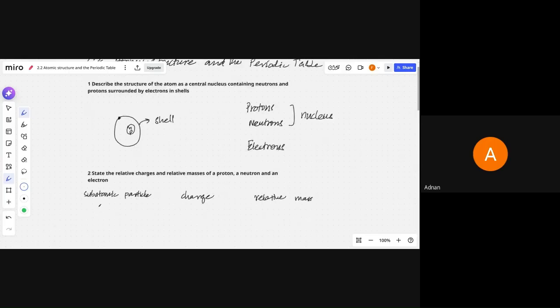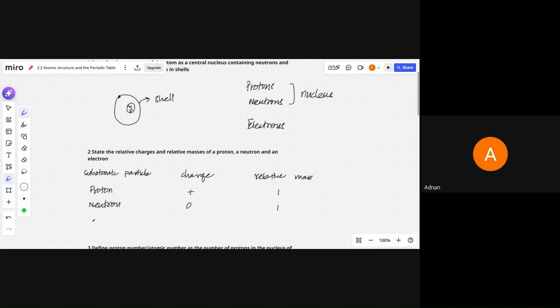Okay, so let's start with a proton. A proton has a positive charge, and it has a relative mass of 1. Then we have a neutron. It doesn't contain any charge, so we are writing 0, and its relative mass is also 1. And then I'm going to write electron. An electron carries a negative charge, and its relative mass is approximately 1 over 2000, which means that it is 2000 times lighter than a proton and a neutron. So it is very light with a negligible mass.